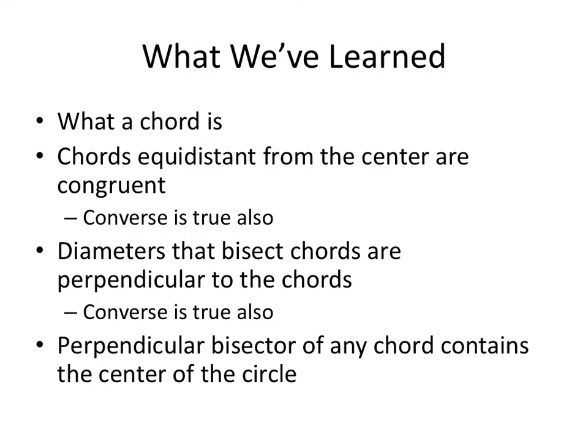Okay, so here's what we've learned. We've learned what a chord is. We've learned that chords that are equidistant from the center of a circle are congruent, and that if two chords are congruent, they must be equidistant from the center. We've learned that diameters that bisect chords are perpendicular to the chords, and that if a diameter is perpendicular to a chord, it must bisect it. And we've learned that the perpendicular bisector of any chord contains the center of the circle, because why? It's a diameter.